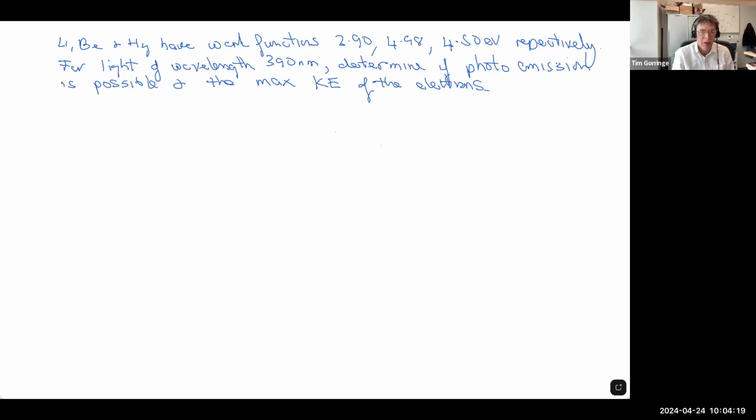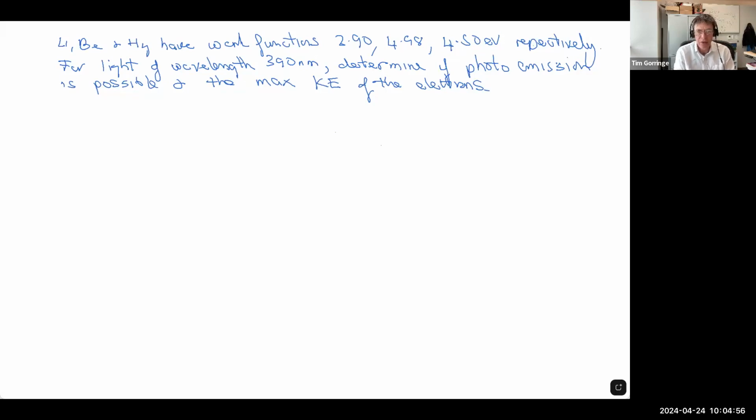Wanted to work through an example of the photoelectric effect. The photoelectric effect is the emission of electrons from a material, generally a metal, by illumination with light, generally ultraviolet light. It's the classic example of light acting as particles. Quanta, discrete units of light that carry energy, that carry momentum.